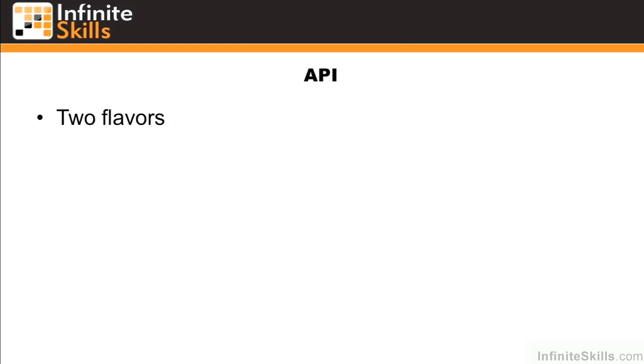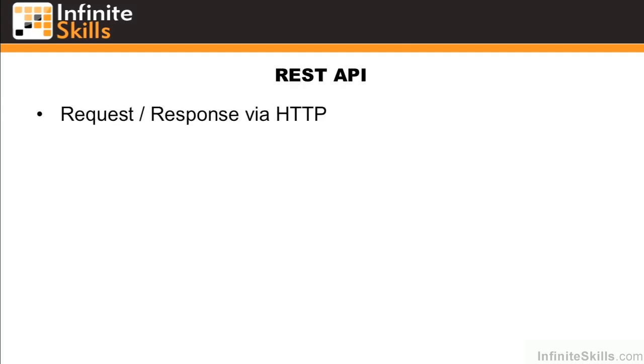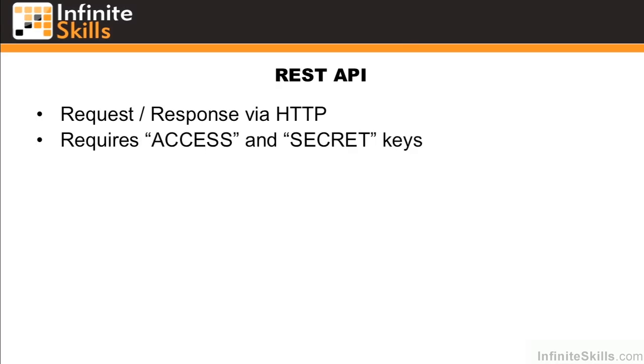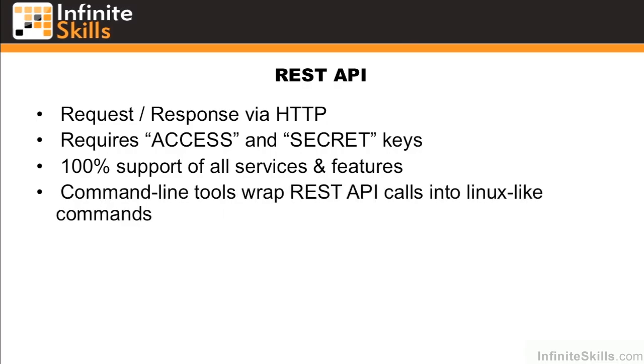The API comes in two flavors. The most popular is the REST API, but there's also a SOAP API that's mainly legacy. AWS is phasing out support of this. The REST API is done via request response over HTTP. It requires access and secret keys. It supports 100% of all the services and features available in AWS.